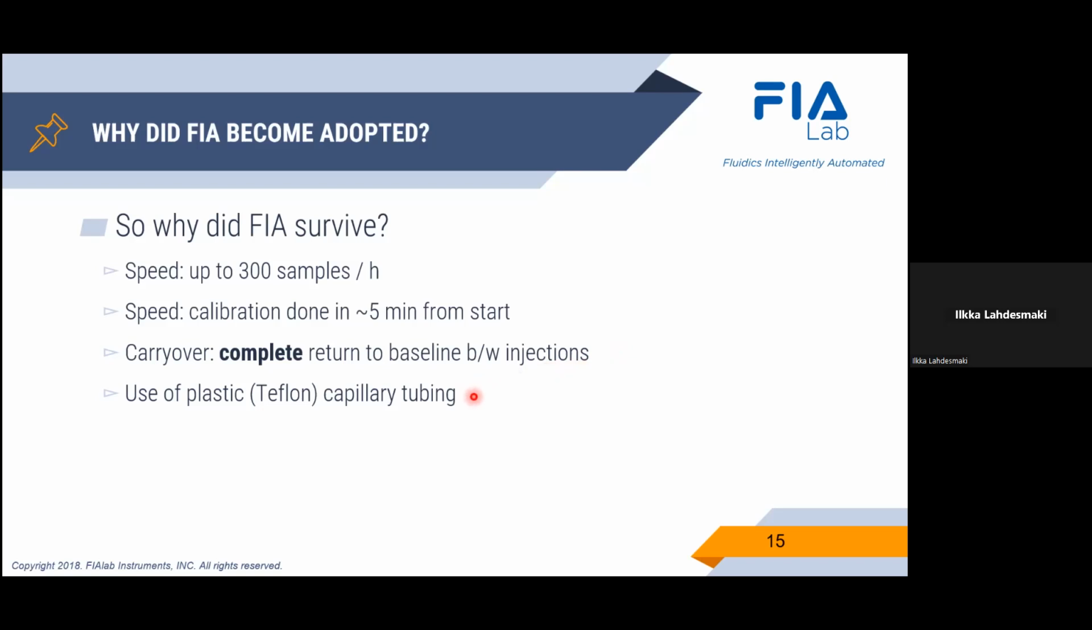The fourth advantage is seemingly small, but actually quite significant in practical terms. When you're using Teflon tubing and coils in place of glass, you have something that's extremely inert. Glass is inert, but I think Teflon is probably the most inert material of all. It's also much, much, much less breakable than glass, and therefore provided a big practical advantage over the traditional segmented flow and its glass coils.